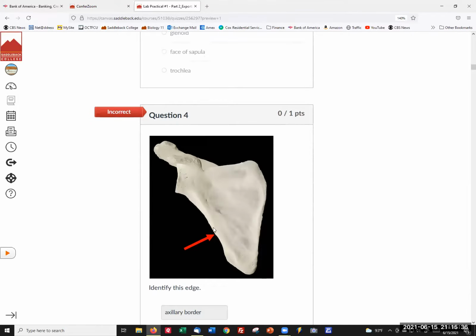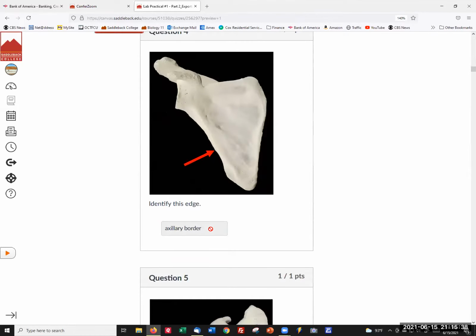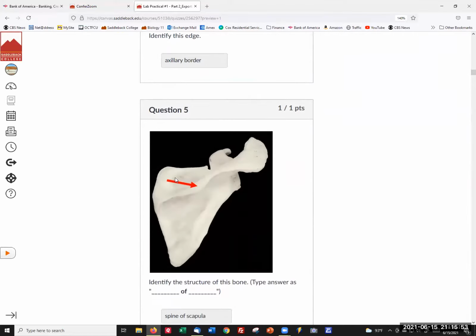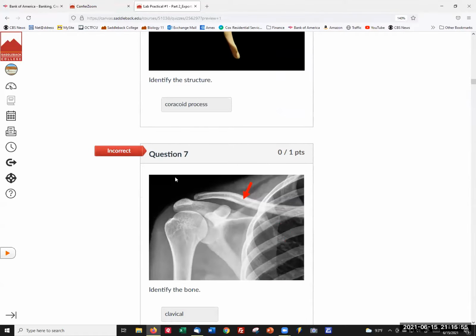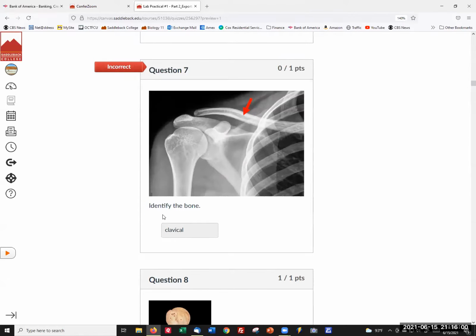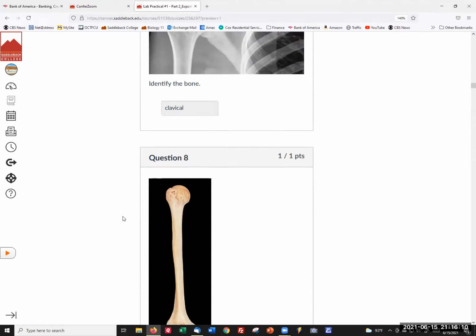Okay, here we said that this was the axillary border. That is correct. It's also known as the lateral border, and had we said that, it would have marked it right. So we didn't miss it. The next one, identify the bone. We put clavicle. That's an acceptable spelling of clavicle. We didn't miss it.